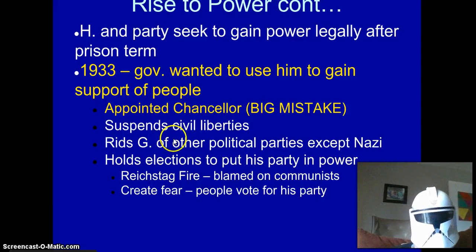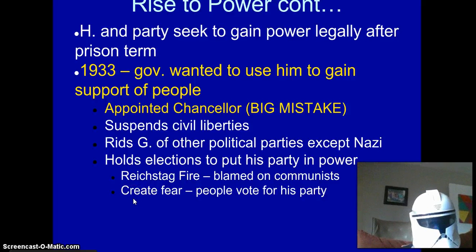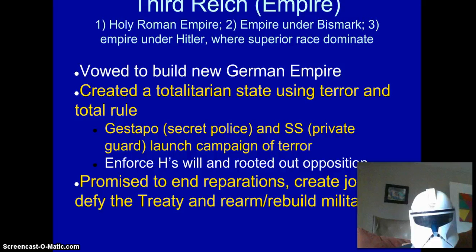As soon as this happened, he suspended civil liberties and rid Germany of other political parties unless you're part of the Nazi Party, because it gives him more power, and he holds elections to put his party in power. The Reichstag fire was blamed on communists, and he created fear because people only voted for his party because they were too scared to vote for anybody else. So when he was voted in, it was mainly because of the strength of groups such as the SS.